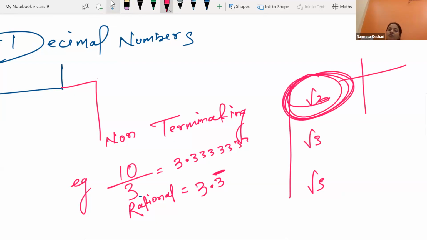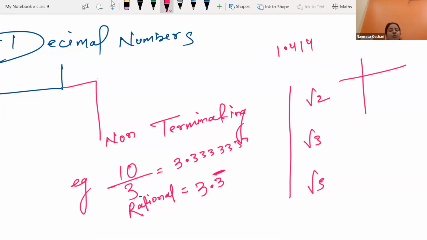Why? Because it will keep on coming. We will be having 1.41423579529315, and it will just keep on coming and coming. It will never ever stop, and you won't be able to find any proper pattern, any proper repetition. Can you see? Yes, ma'am.